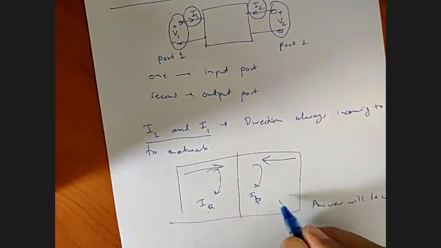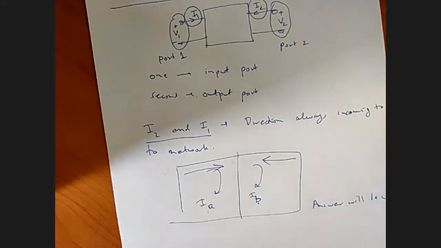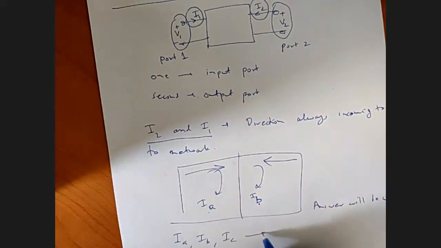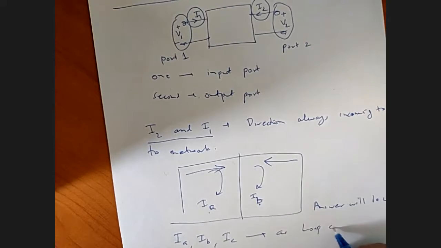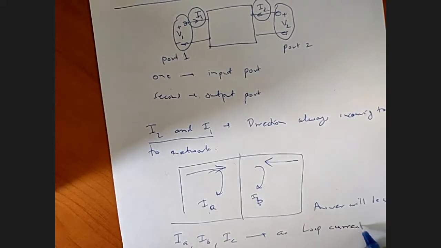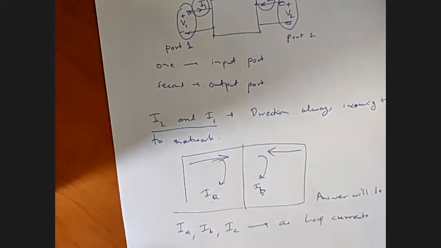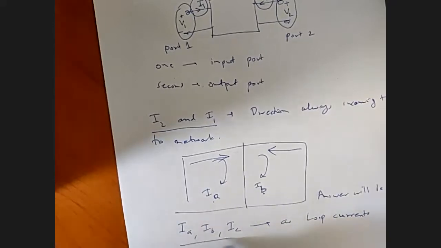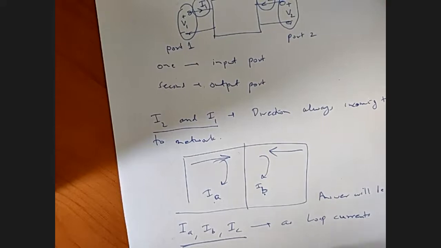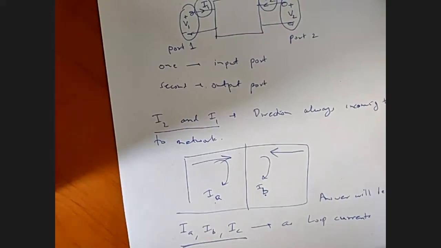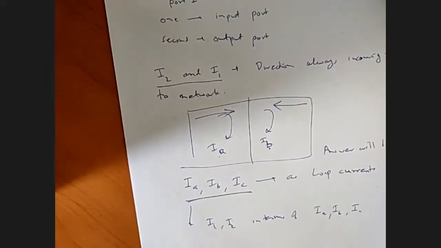So in two-port network, I advise you, when you are writing the nodal equations or loop equations, do not consider I1, I2, I3. Consider IA, IB, IC as the loop currents. So they will remove the confusion which will be in the circuit, and then you will write the equation of I1 and I2 in terms of IA, IB and IC. So don't try to mix it up.